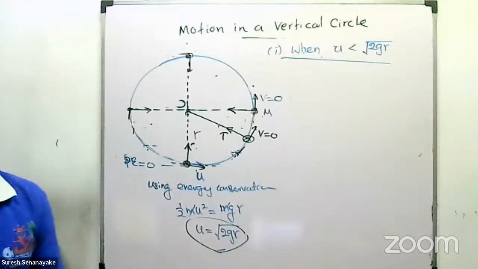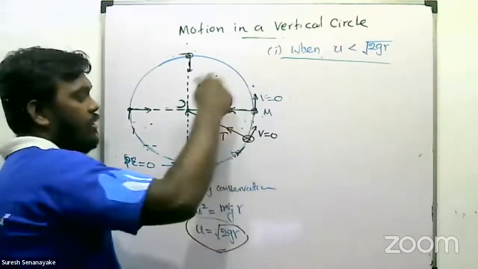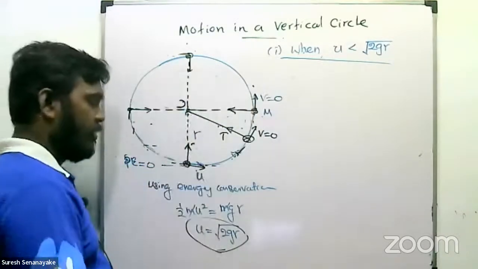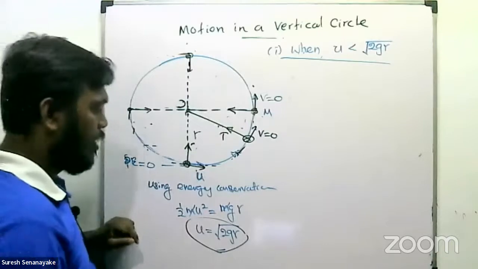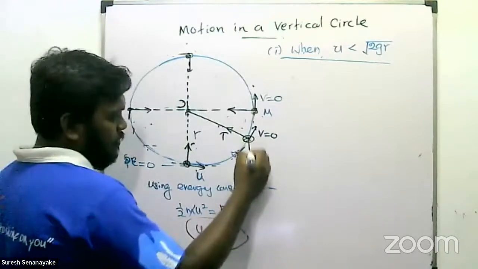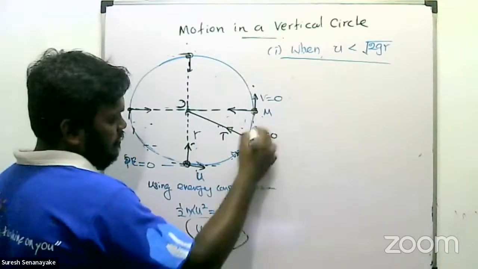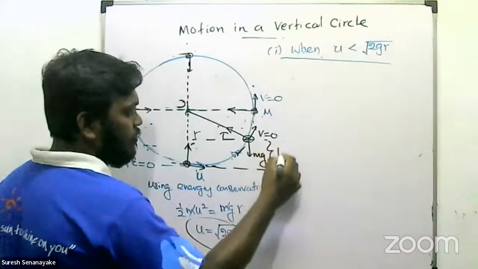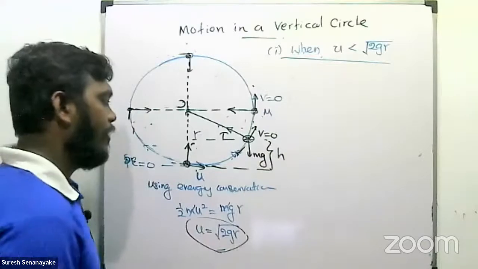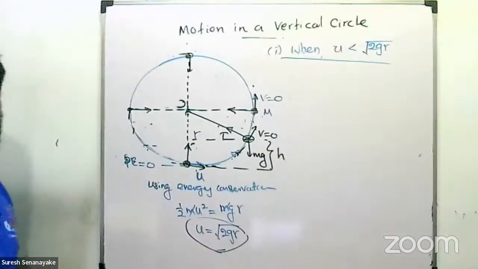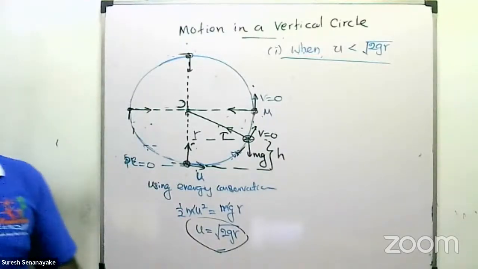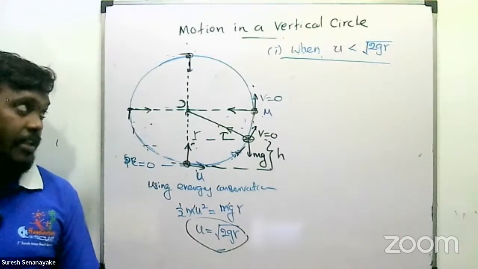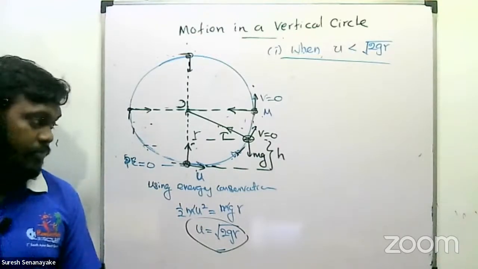The string starts to slack, and tension reduces, when it is in this region, right? So it's somewhere here now. This mg, this height I'm considering as h now. I can find at what height it should be considered. It is less than this velocity.